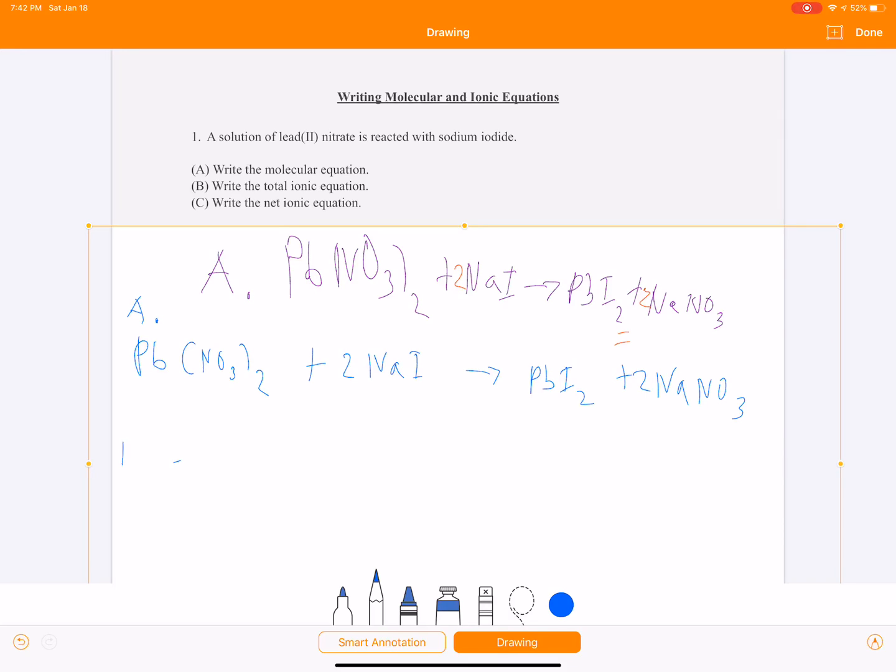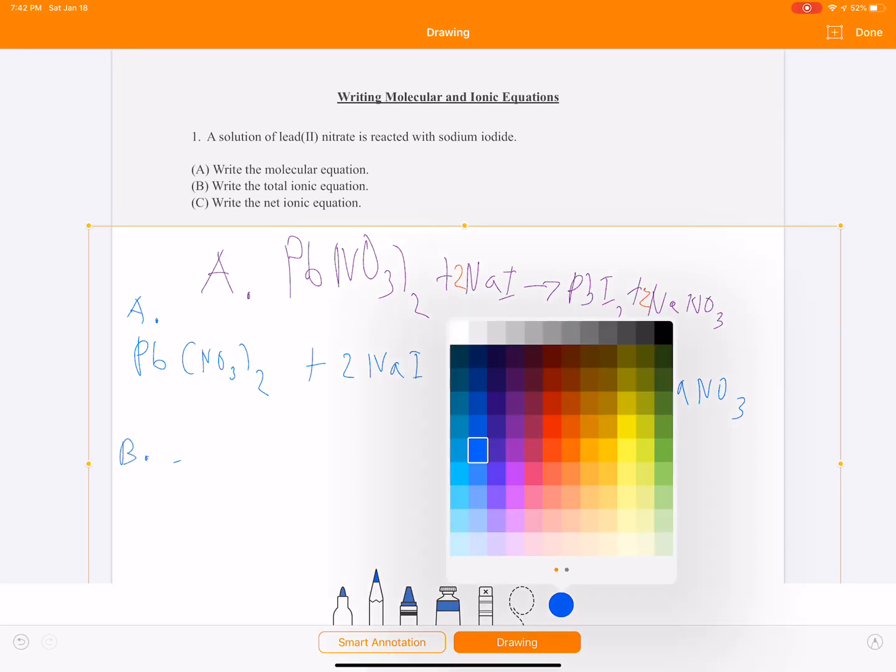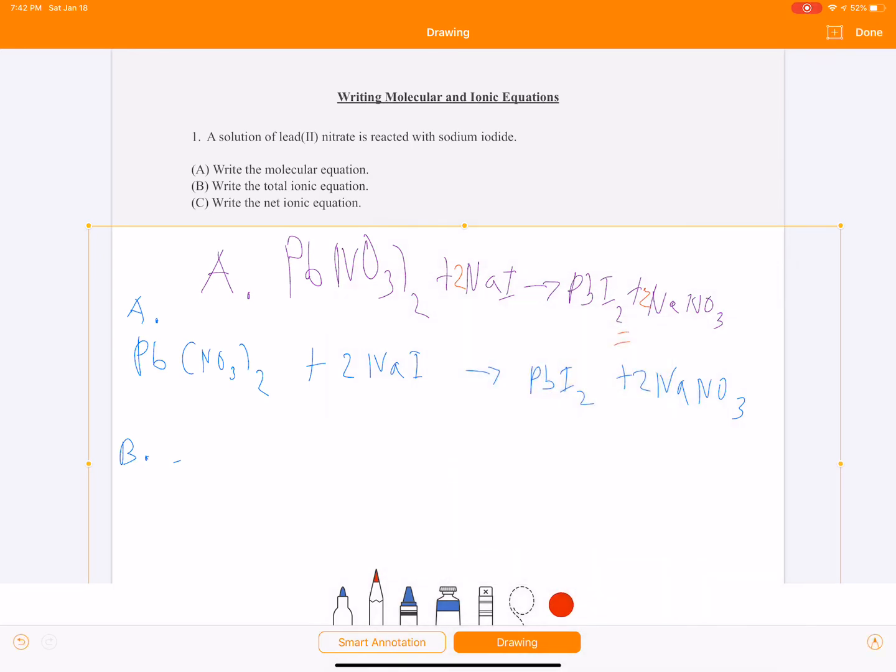Now we're on to part 2, and part 2 asks for the total ionic equation. How we're going to do this is we need to identify the solubility of the compounds that we were given, meaning you need to look at your solubility table if you don't have it memorized. We know that these 2 solutions are aqueous because it's a solution. So we're mainly concerned about the products.